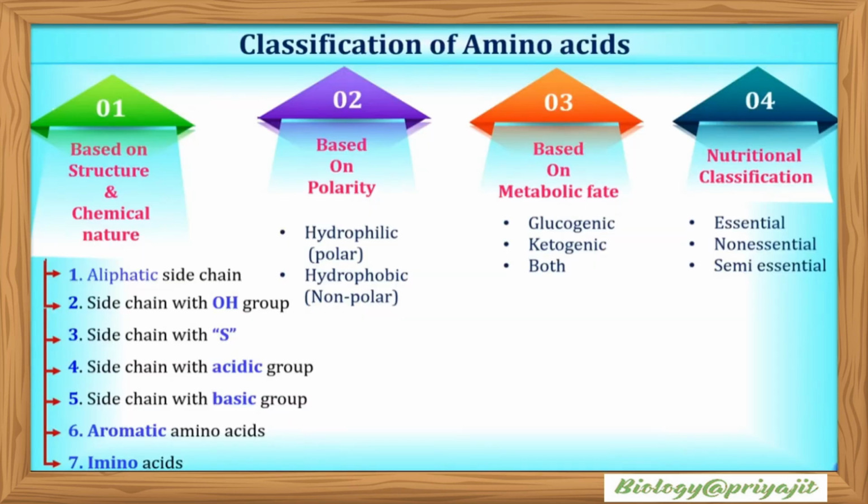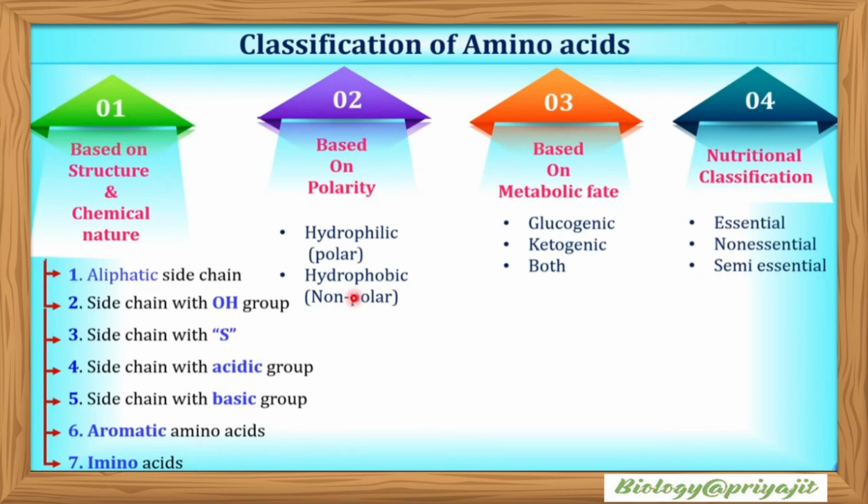Classification of amino acids: they can be classified based on structure and their chemical nature. The R group can be an aliphatic side chain with OH group such as serine, tyrosine, threonine, etc. Side chain with sulfur, found in the sulfhydryl group of cysteine, and methionine is also a sulfur-containing amino acid. Side chain with acidic group such as aspartic acid, glutamic acid. Side chain with basic groups such as arginine, histidine, lysine. Aromatic amino acids such as tryptophan, tyrosine, phenylalanine. Another amino acid is proline.